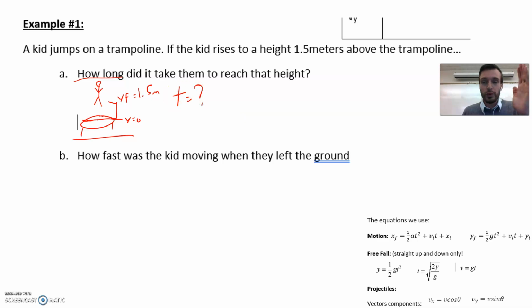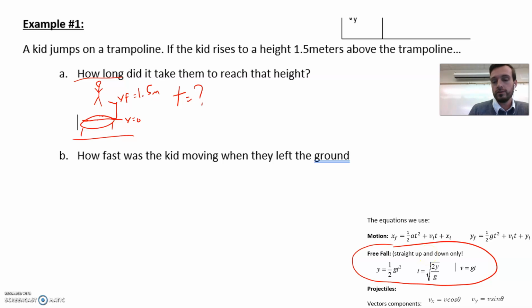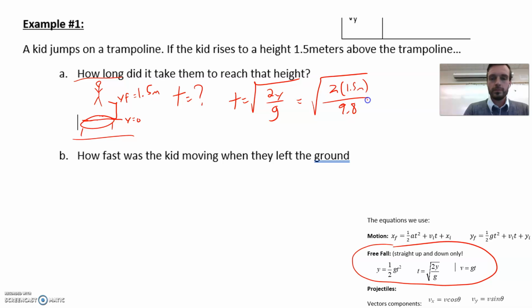Well, we notice that this is straight up and down, and we know that if we throw something up, what goes up must come back down. So what we can say then is the time it takes to go up and come to rest is the same amount of time as it would take if I were to drop that kid from rest and get back down to the trampoline. So we're looking at our free fall equation. Let's look on down there in the slides. For straight up and down only, I put a little note there for you guys. But when it says how long did it take him to reach that height, we're going to do t equals the square root of 2y over g, because that's the time it would take to fall if you drop something from rest, which would be equal to the time it takes to travel from the bottom up to the top. So we're going to fill this in here. We got 2 times 1.5 meters over 9.8 meters per second squared. And we take the square root of that, and we're going to get our time.